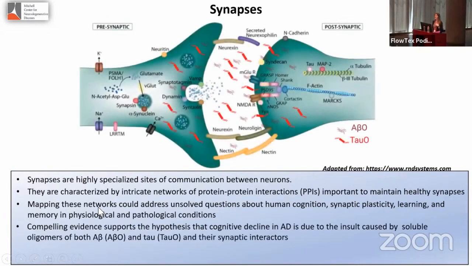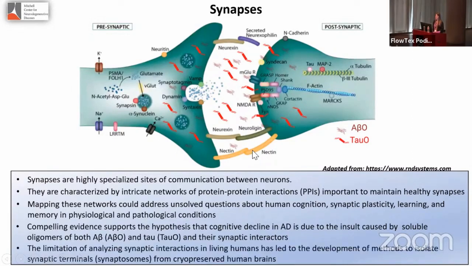And in this context, my main focus is on understanding the interactors of the small soluble aggregates of amyloid beta and tau oligomers that are considered the most toxic species in Alzheimer's disease. Compelling evidence supports the hypothesis that cognitive decline is due to the insult caused by these small oligomers and their interactors. But when it comes to human synapses, there is a problem.